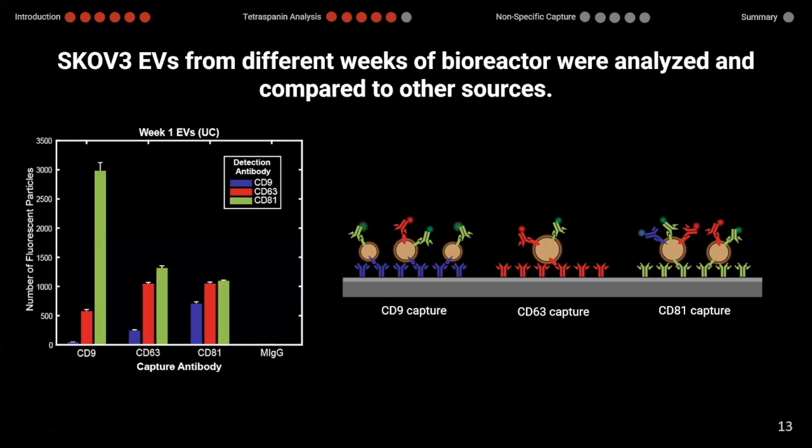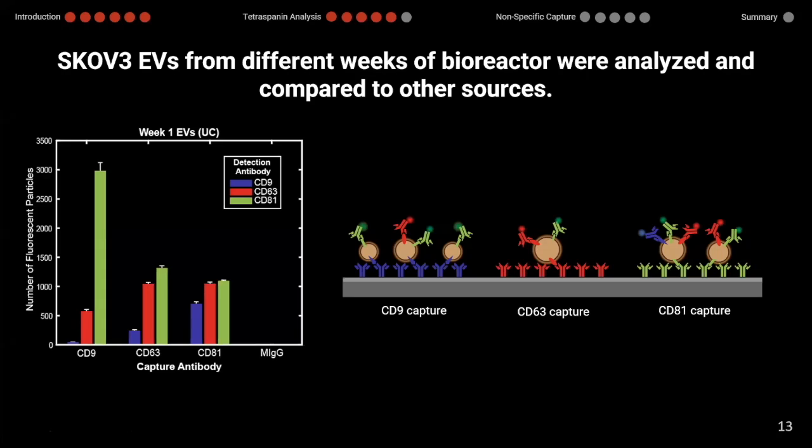So had we seen homogeneous expression of these different tetraspanins, we would have expected to see that on each of these different capture spots, we saw the same amount of EVs for a single detection antibody. So we would have seen the same number of CD81 detected antibodies or detected EVs on each of these three capture spots. However, as you can see, we actually get significant difference based on which capture spot.